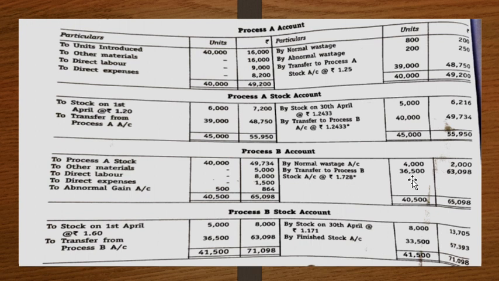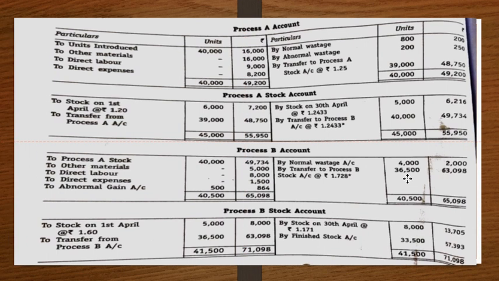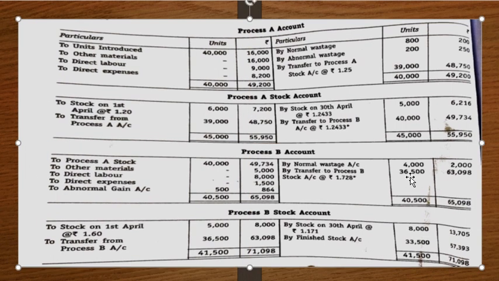So when the output is more than the input, you will get an abnormal gain. Your output is more by 500 units, so those 500 units will be your abnormal gain. It will be shown on the input side, because the difference is on the input side. So abnormal gain is 500 units. To calculate the amount for that abnormal gain, the formula is similar to what you use for abnormal loss.